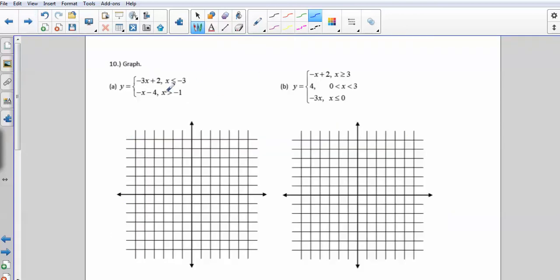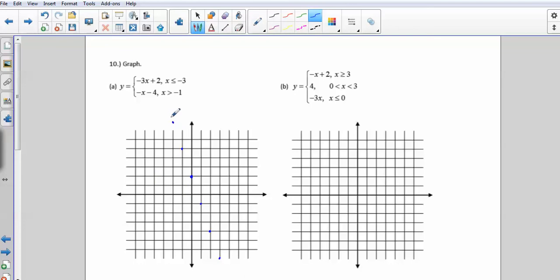The first one is 2 lines starting at 2. You have a slope of negative 3, so down 3 and over 1. Down 3 and over 1, making several points, and you can even go back 1 and up 3 to make a few more points. Now I only want this if x is less than or equal to negative 3, so that's actually way over here.